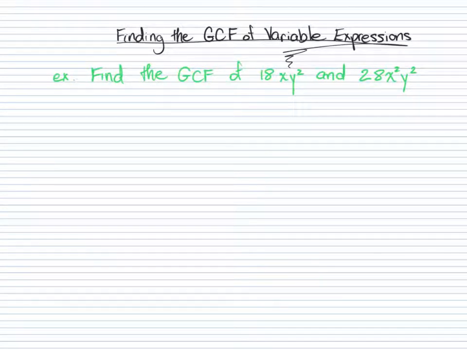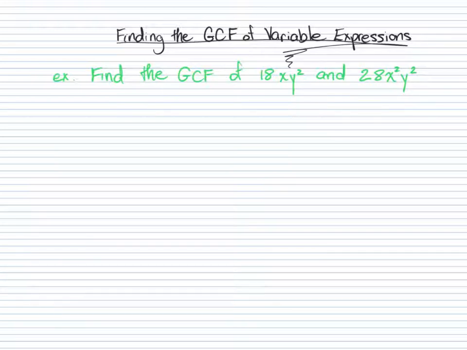Hi, in this video we'll be looking at how to find the greatest common factor between two or more variable expressions. As you can see here, I have an expression with variables and another expression with variables. There are also coefficients, so the way we deal with the coefficients will be slightly different from how we deal with the variables. The major thing that we're going to try to do here is break this into its smallest possible factors.